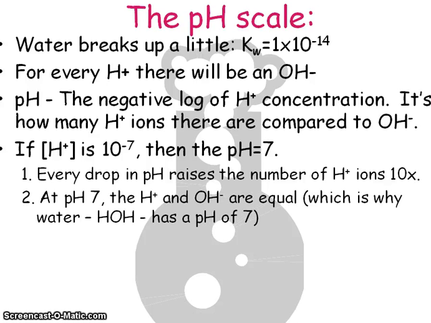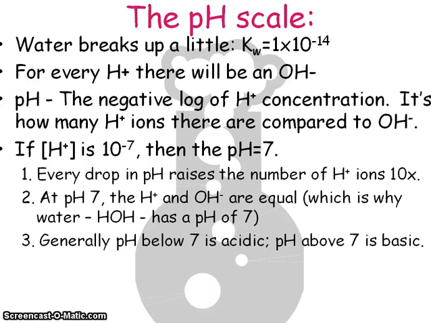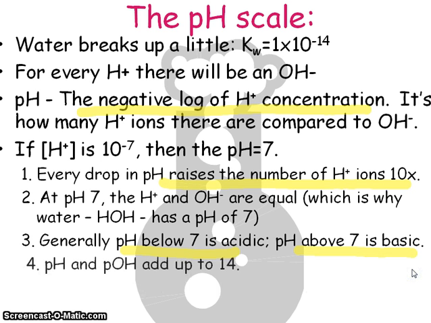At 7, we have neutral. Below 7, it's an acid, and above is a base. Most people already know that. You do need to know that. So acid and base, and that the drop goes up by 10, and that the definition is the negative log of the hydrogens. And the very last thing that you need to know, and then I'll show you how I could apply this information, is that pH and pOH add up to 14.